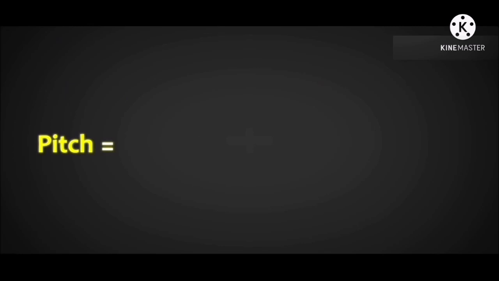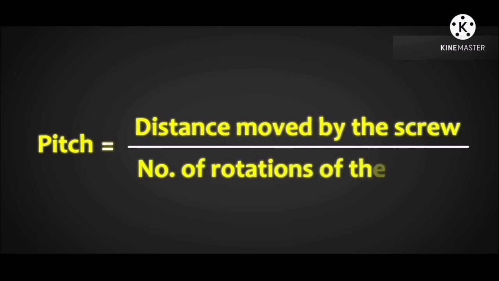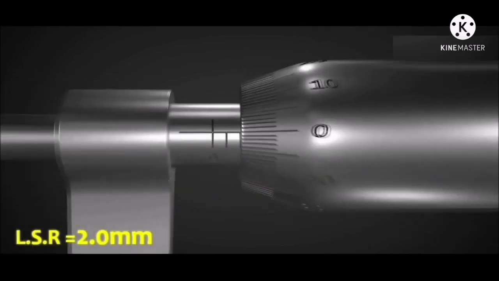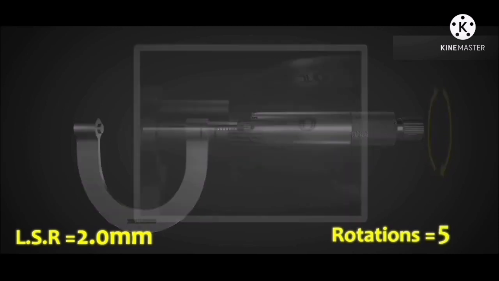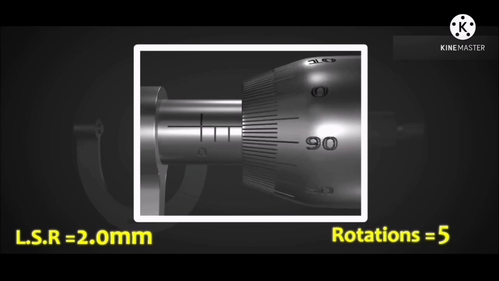The pitch of the screw gauge is the linear distance moved by the screw divided by number of rotations of the screw. To find out the pitch, the circular scale is rotated to bring the zero mark on the reference line. The linear scale or pitch scale reading is noted down. We count the number of divisions on the linear scale completely uncovered by the cap. Here it is 2.0 millimeter. Now we rotate the screw 5 times.